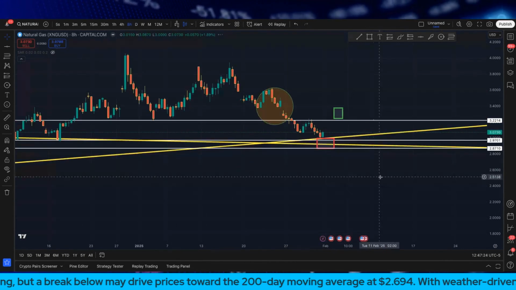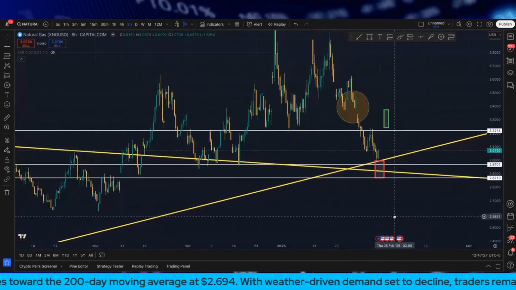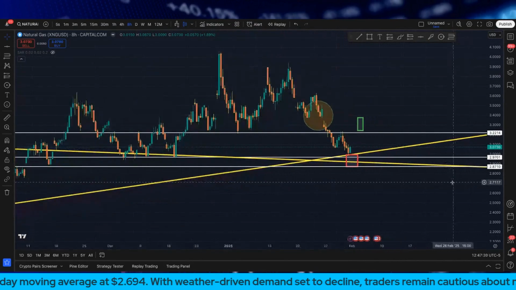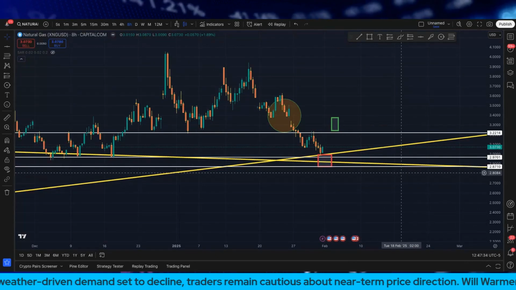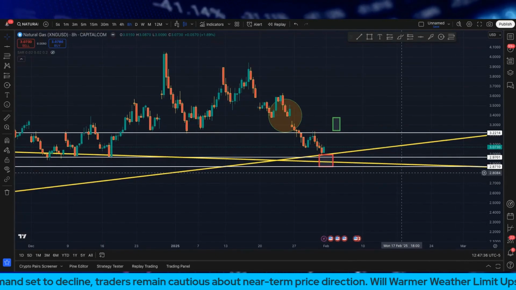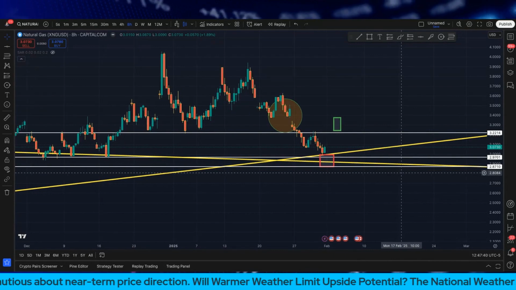Now, if we head over to the 8-hour chart, this is where you can see on the different time frames. Now, in our trading group, and again, shout out to all of our traders in our trading group, we are 300 strong plus and growing each and every day.